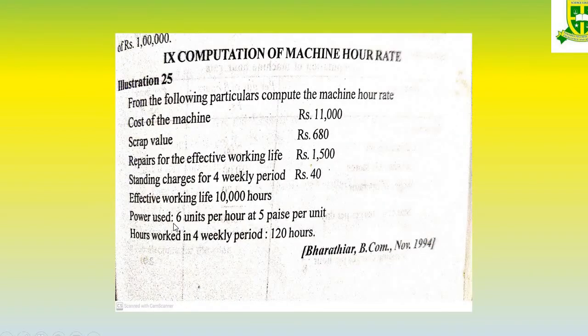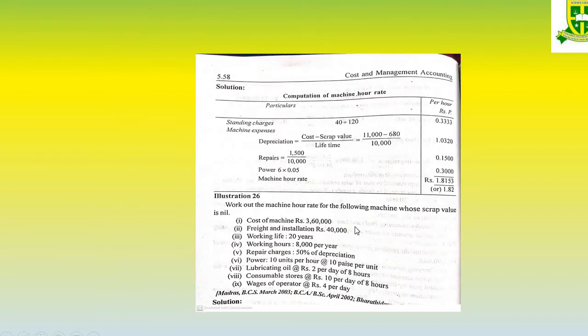The last one is power used, 6 units per hour. Directly they have given how many units have been used per hour. Now we have to convert it into an amount. 6 units have been used, and for 1 unit they are charging 5 paisa. So 6 into 0.05 will give the power. The units cannot be entered here because only the value can be entered. So 6 into 0.05, which is 0.30. Add the total, and you will get the machine hour rate. Try illustration 26 as your homework sum, so that you can understand what the machine hour rate sum is.